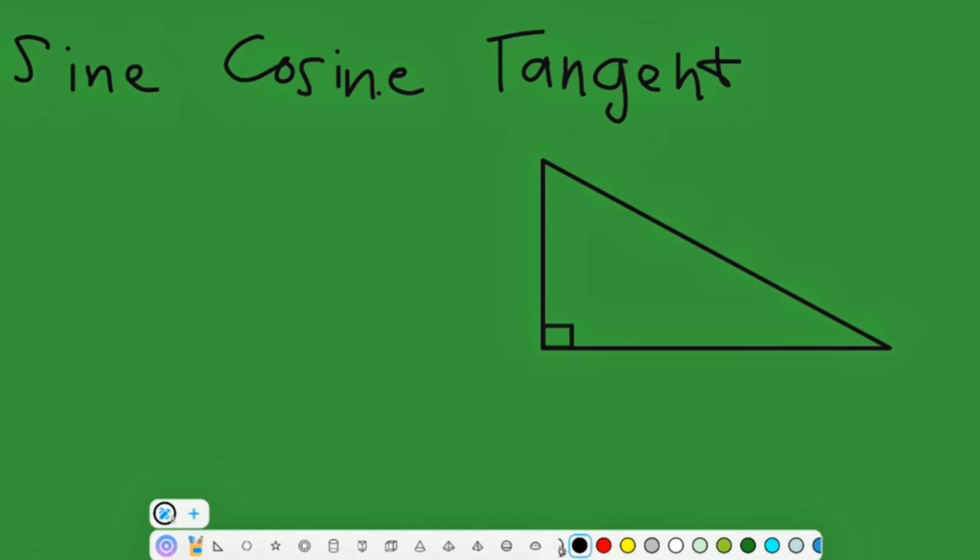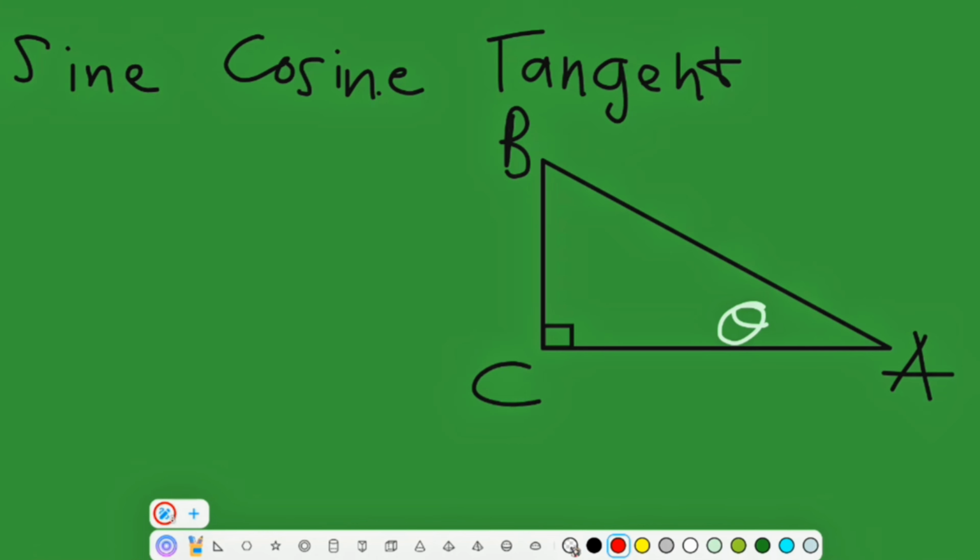Let's just put an angle of theta right there. Angle A, B, and C. Angle A in this case is theta. The side that's facing angle A, or that's opposite to this angle, is called the opposite side. Or in simple terms, y.